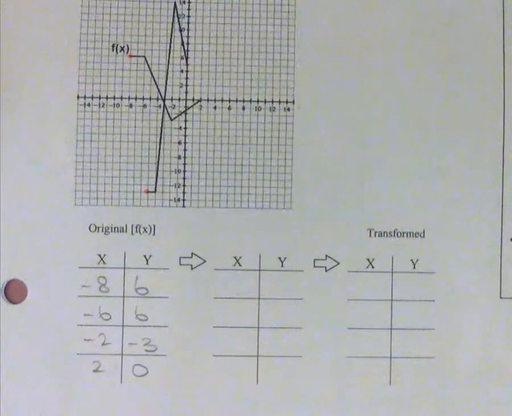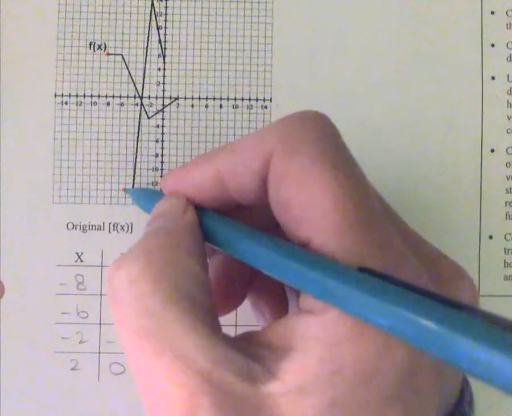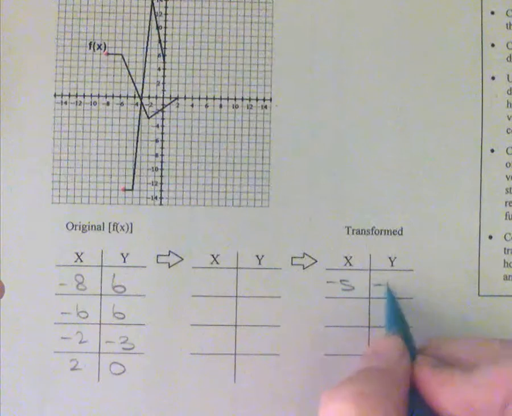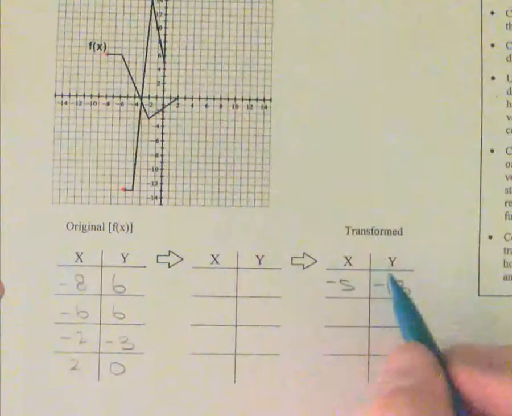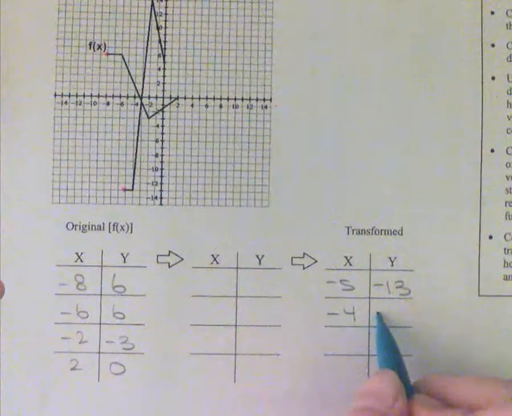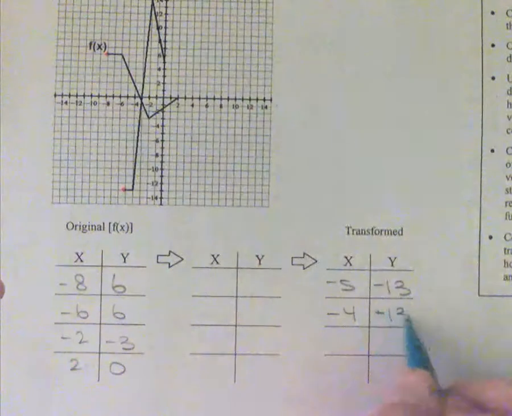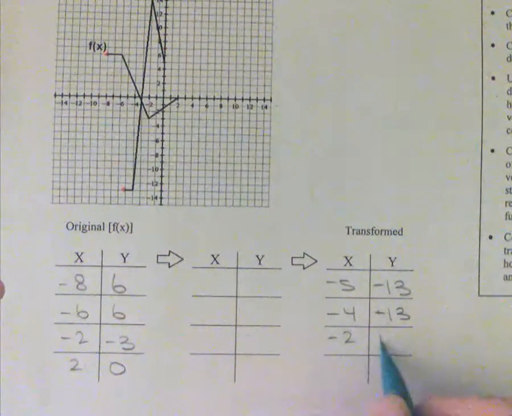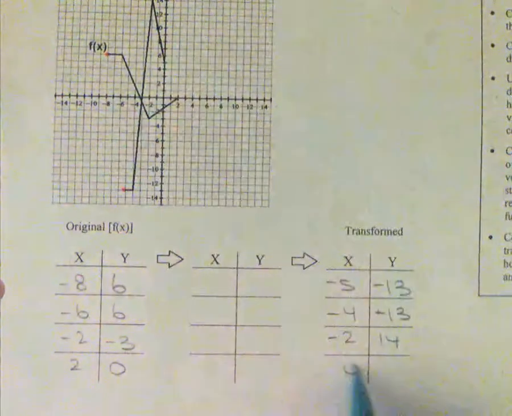And then I'm going to look at the points for the transform function. So I'm going to look down here, where did I end up? So I'm at -5 and -13. I'm up here, I'm at -4 and -13. Now I'm up here at -2 and 14. And then I end up over here at 0 and 5.